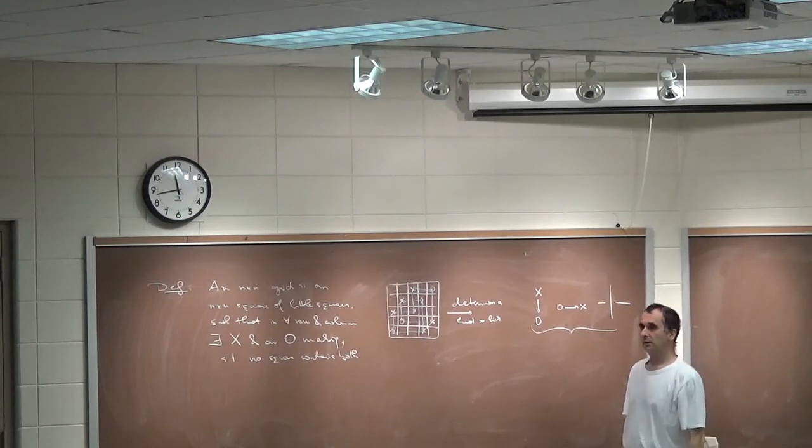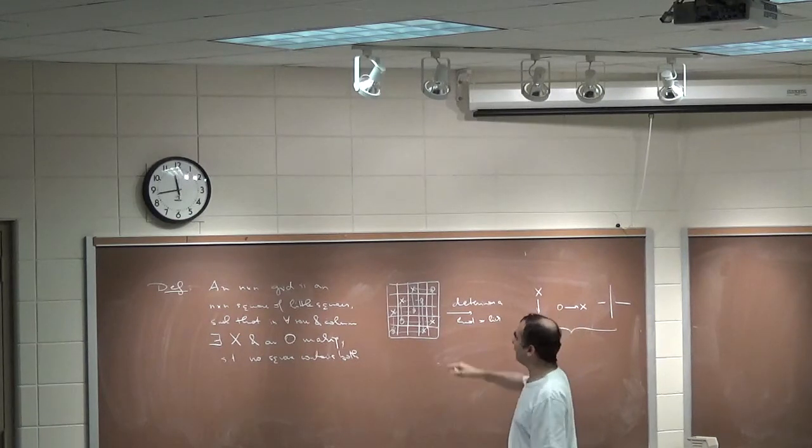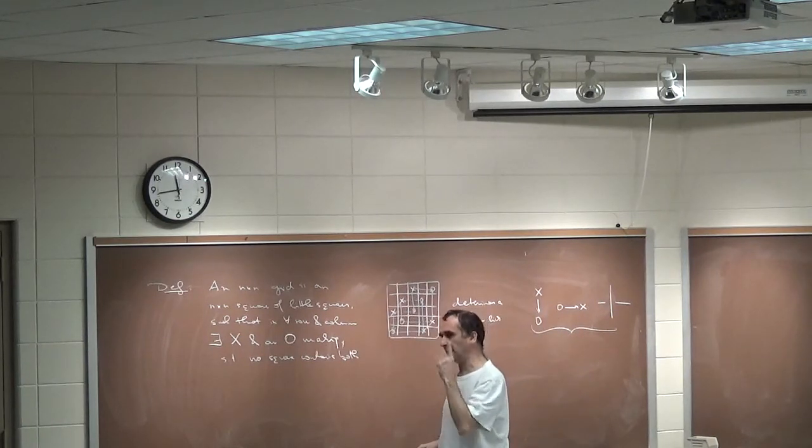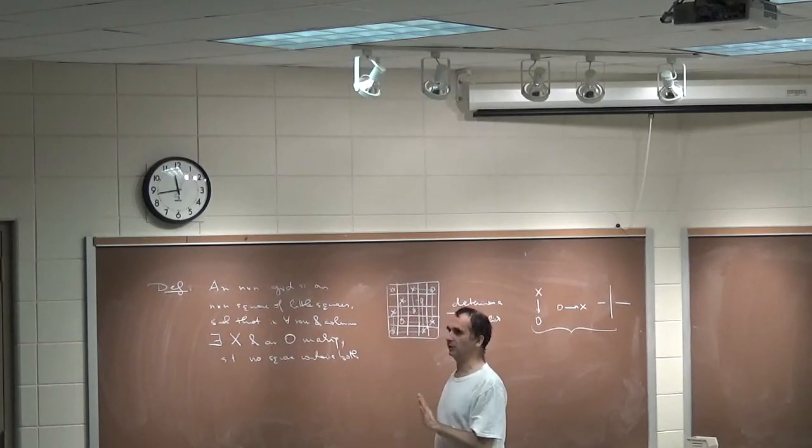So you don't allow two X's in the square? No. Well, two X's in one square? No. Every row and every column can have only one X. So if there were two X's in one square, that would be a violation of that rule.